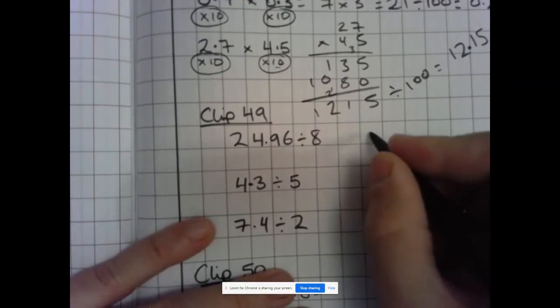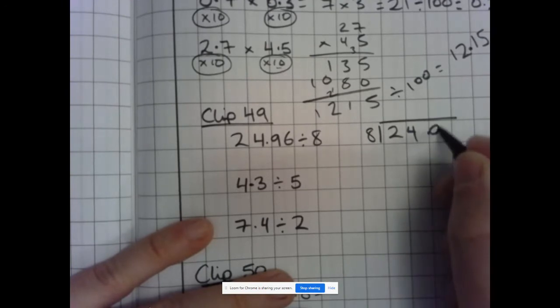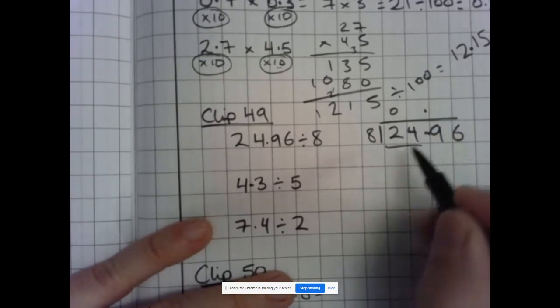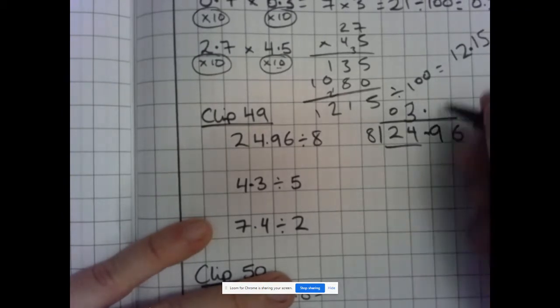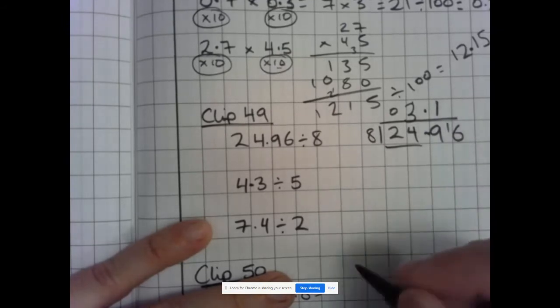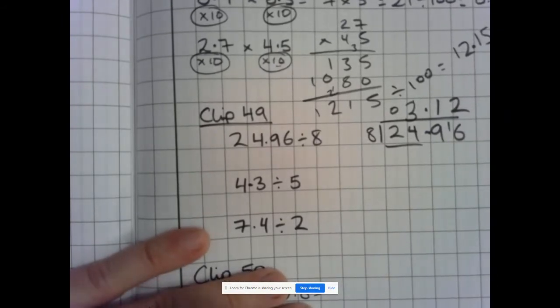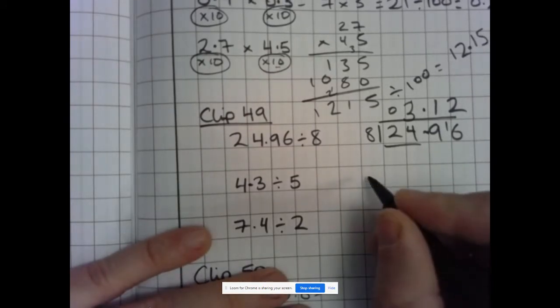So I'm just going to use that bus stop method I mentioned yesterday. And all I'm going to do is line up those decimal points. 8 into 2 doesn't go, 8 into 24 goes 3 times. 8 into 9 goes once, remainder 1, 8 into 16 goes twice, my answer is 3.12.